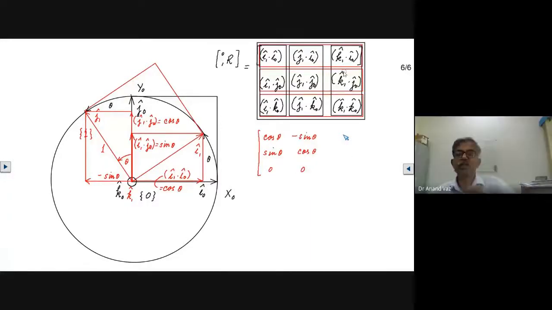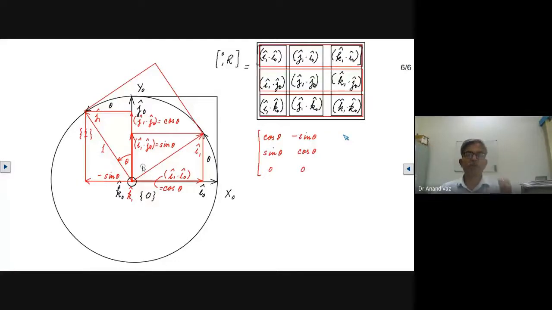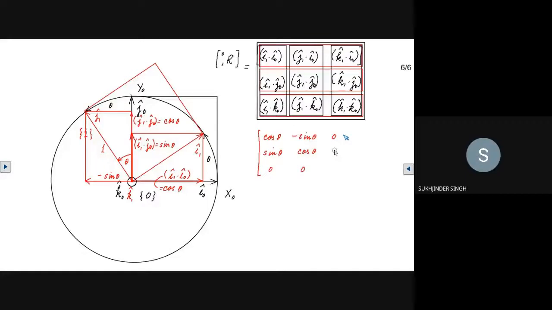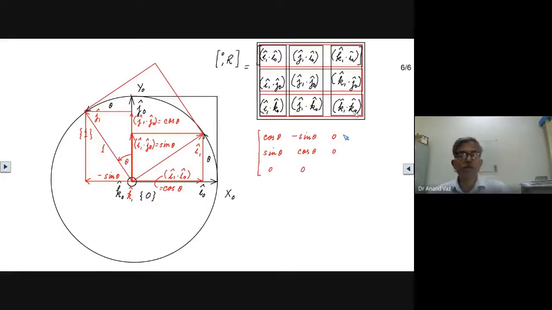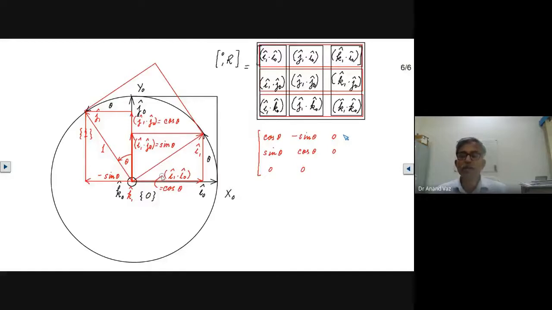What about the third column? K1. You see, K1 is coming out of the board, so it is perpendicular to I naught and perpendicular to J naught. Naturally these two elements will be 0. But K1 dot K naught, both are in the same direction and the magnitude of both is 1. So 1 into cos of 0 is 1.